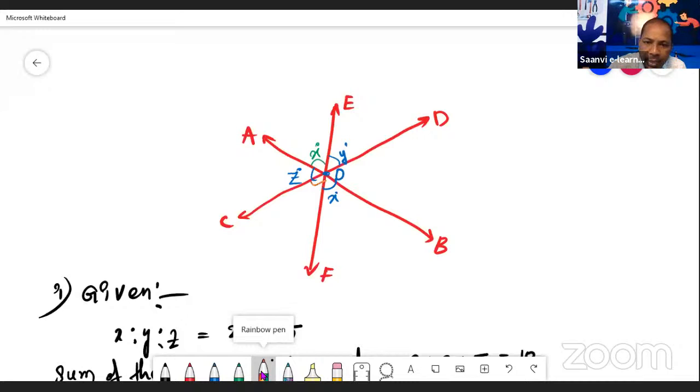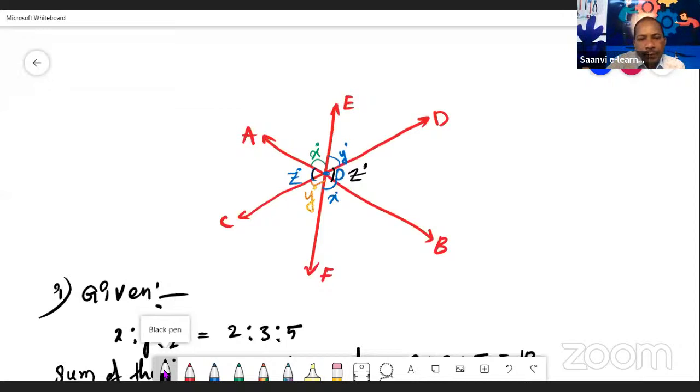So here Y degrees means here also we get Y degrees angle. Why? Because we all know that vertically opposite angles are equal to each other, isn't it? And if we observe the angle Z degrees, what is the opposite angle of Z degrees? This. Okay. And we all know that vertically opposite angles are equal to each other. So if this angle is Z degrees, this angle also we get Z degrees.